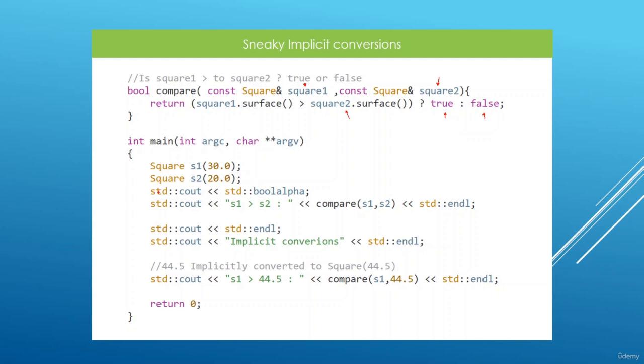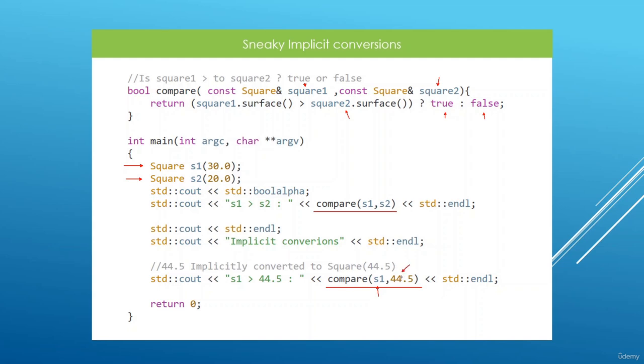So once we have the function here, we can call it in the main function. We're going to have two squares, square 1 and square 2, and we can compare them like we do here. But the problem is going to come if we use arguments that may involve implicit conversions. And look at the example we have here. We are basically comparing square 1 with 45.5, which is a double literal here.